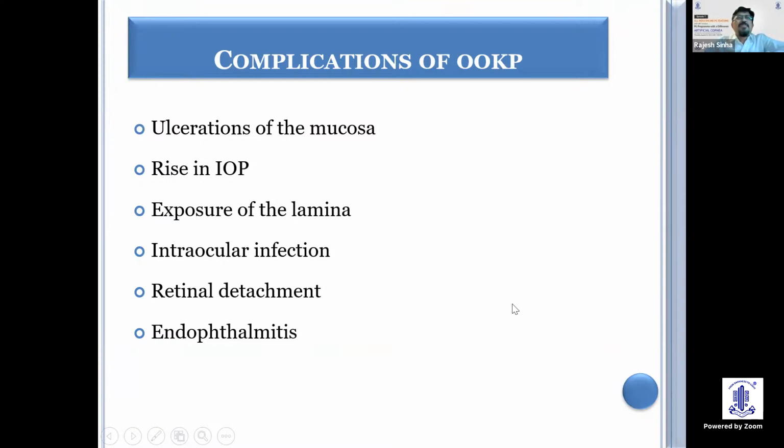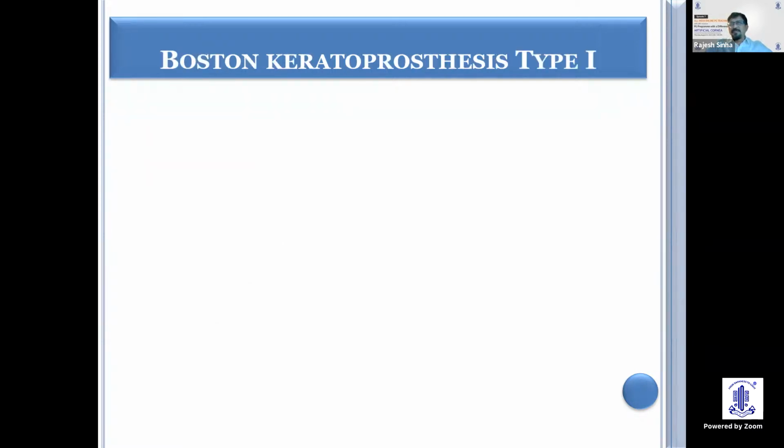Well, there can be some risk of rise in IOP as far as complications of OKP are concerned. It's a very long and very cumbersome procedure, and that's why very few people do it. Then there can be exposure of the lamina, there can be infection, there can be detachment, there can be endophthalmitis, all sorts of things.